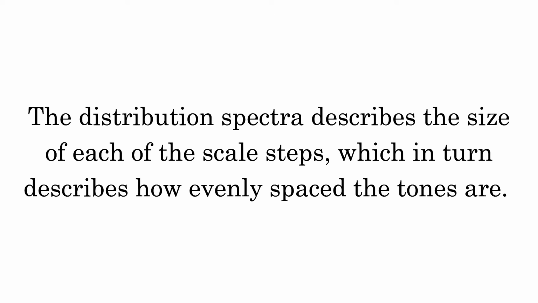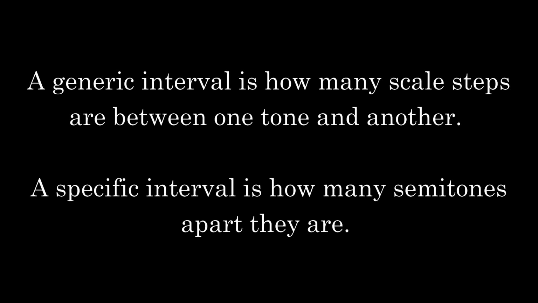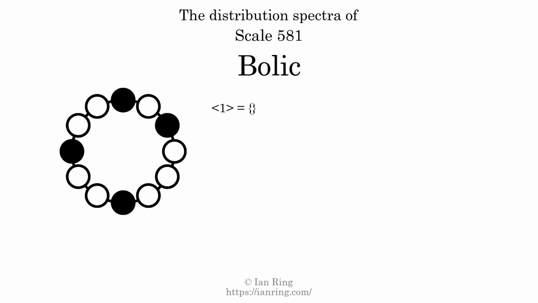The distribution spectra describes the size of each of the scale steps, which in turn describes how evenly spaced the tones are. A generic interval is how many scale steps are between one tone and another. A specific interval is how many semitones apart they are. The generic interval of one scale step comes in 3 different specific interval sizes: 2 semitones, 3 semitones, and 4 semitones. The spectrum width of this generic interval is the highest, 4, minus the lowest, 2, which equals 2.